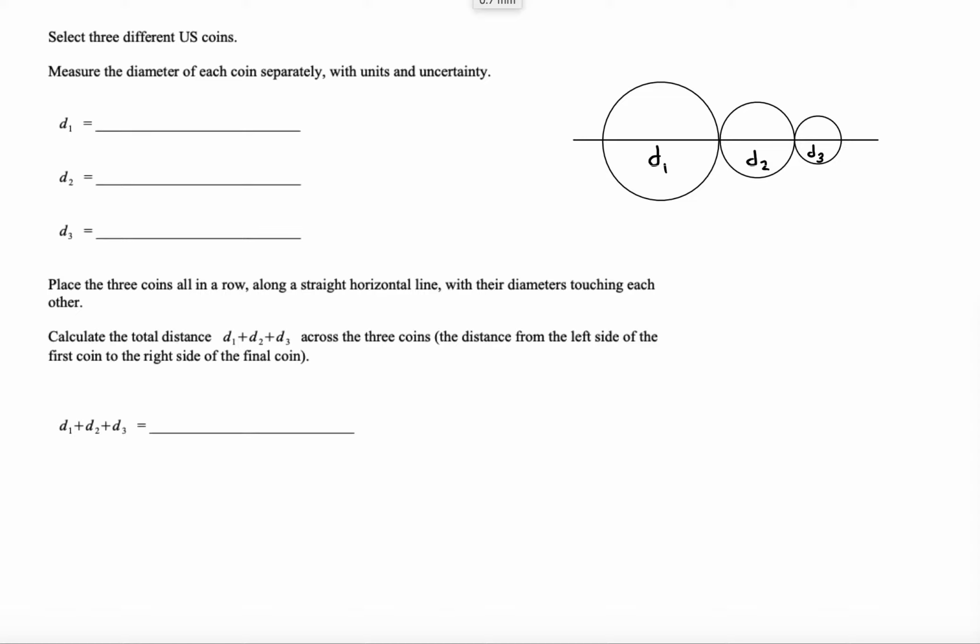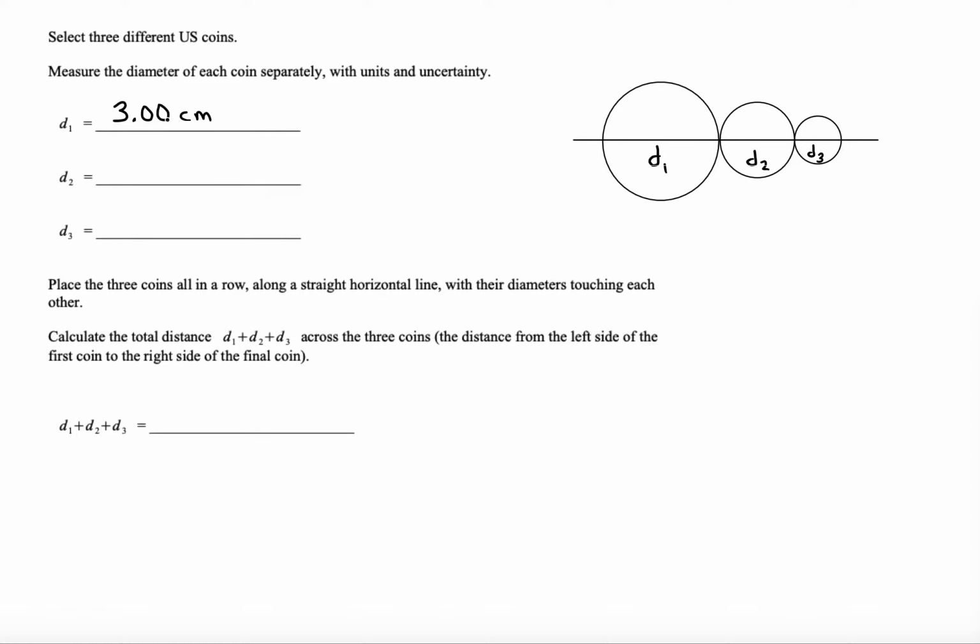Okay, so let me go ahead and measure my half. It looks like it's maybe 3.0 centimeters. So I'm gonna put 3.00 centimeters for D1.